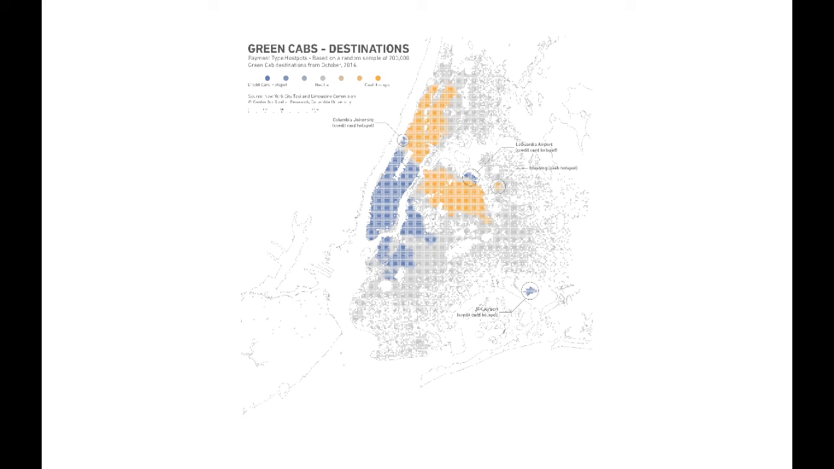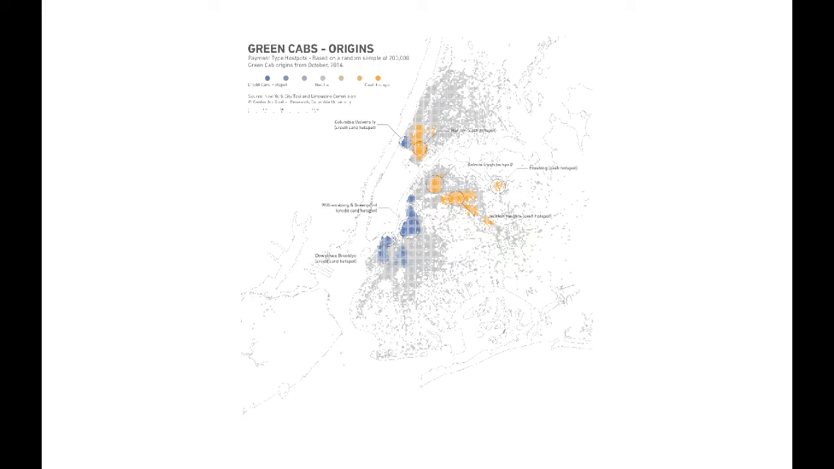So these are the green cabs, destinations for the green cabs. Again, yellow is cash hotspots and blue is credit card hotspots. The origins for the green cabs. Now, for those of you who don't know, does everybody know what a green cab is and how they work in the city? Okay, so you understand why there are no origins in Manhattan. Okay, or below 110 and 96. But you still see, even for origins, you still see the specific hotspots. Columbia University is a hotspot for credit cards, even though it's close to a big hotspot for cash.